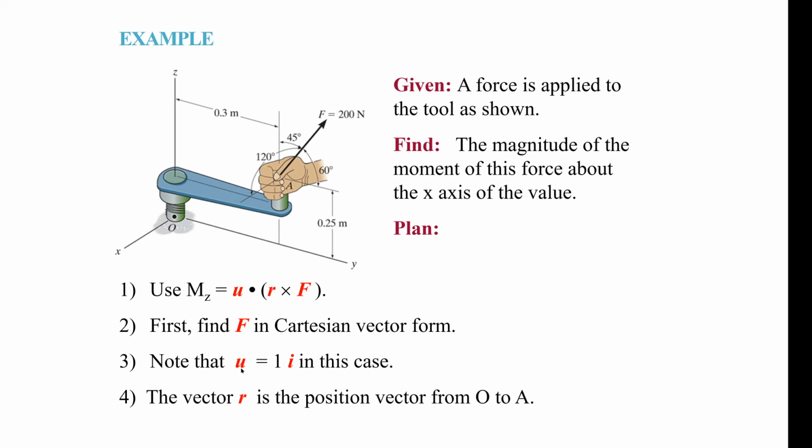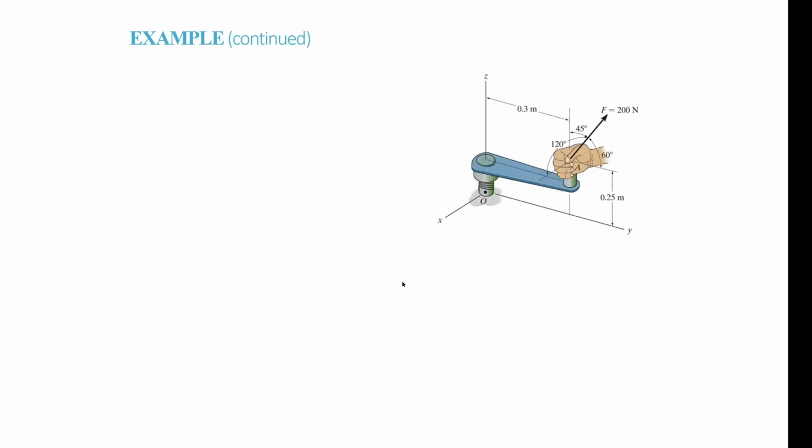Then what you recognize is the unit vector in the I direction, in the X direction, is just 1I. And then find the position vector. We need to be able to do that. From the information given, it looks like the angles are given, so we can use direction cosines to break this up into its components. And then we can recognize that from the origin straight across here is just going to be 0.3 meters. So you go through the process here.